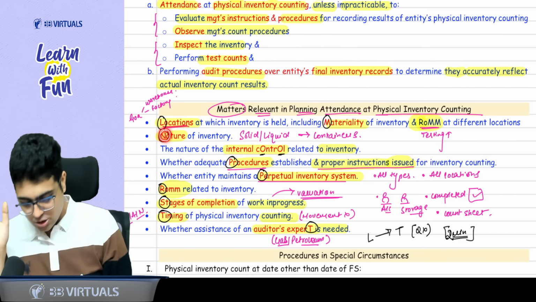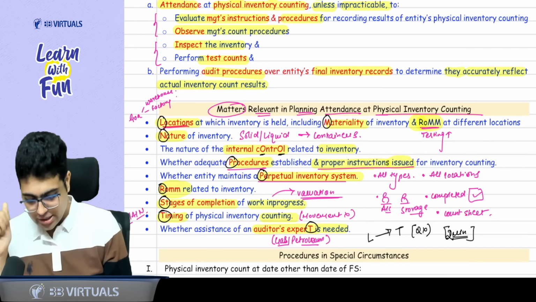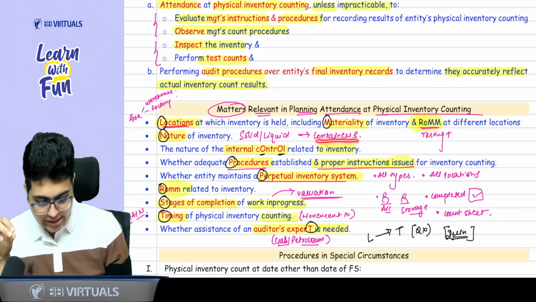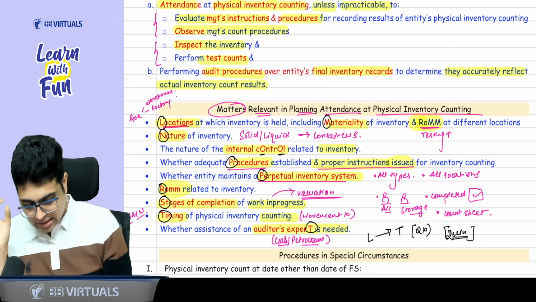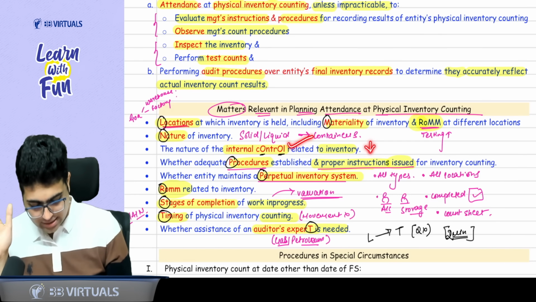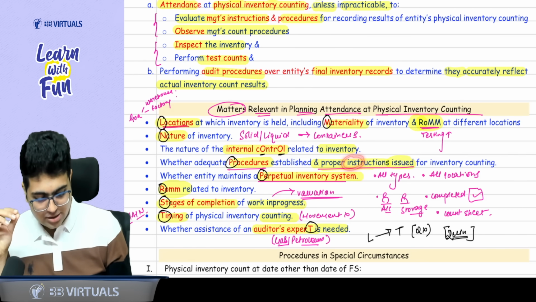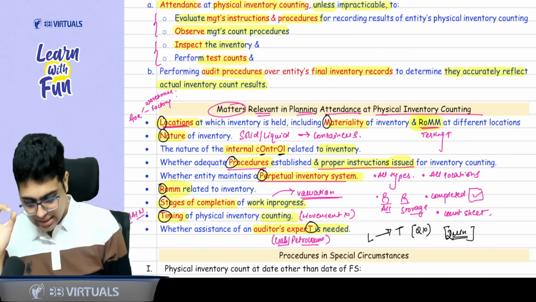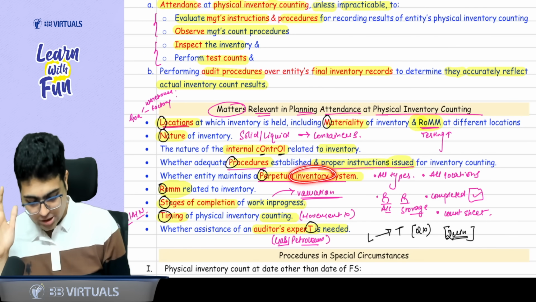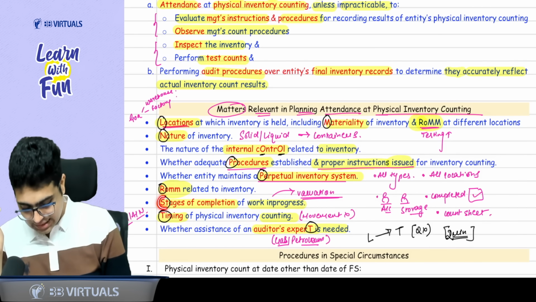Then consider the nature of inventory, whether it is solid or liquid. If it is liquid and in containers, check how the containers are. Then see the internal controls over inventory. If internal controls are good, you will do less testing. Then see the procedures and instructions given for the inventory count. Then see whether the entity has a perpetual inventory system. A perpetual inventory system means proper records are maintained. Then see the risk of material misstatement. Then see the stage of completion.